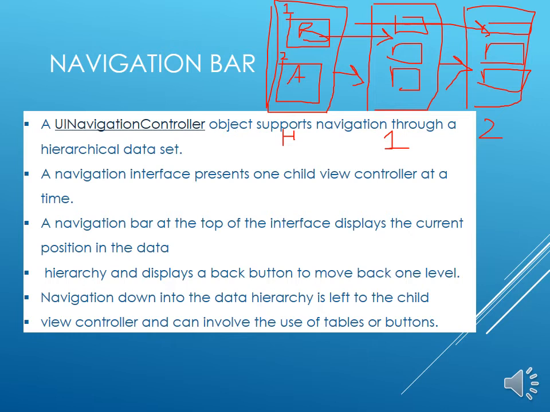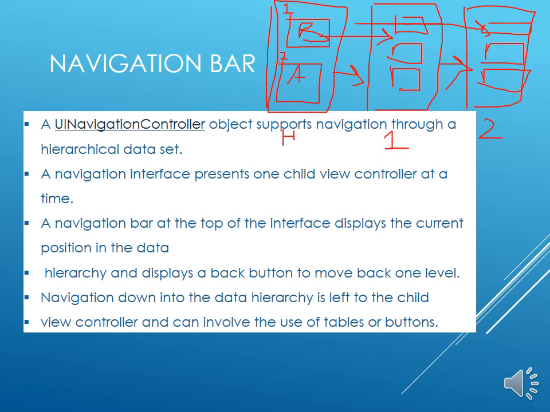So we can see that a navigation bar presents one child view controller at a time. A navigation bar at the top of the interface displays the current position in the data. It shows which page it is on. Right? If I click on this, it will display home. On clicking this button, home will be replaced with page 1, and then on clicking this page, it will be replaced with page 2.